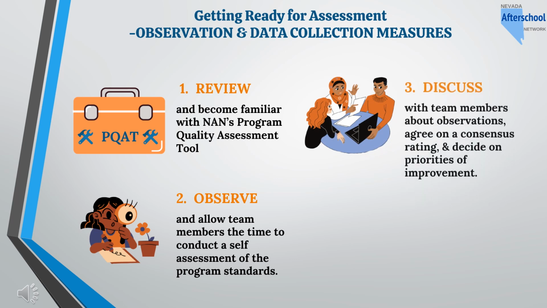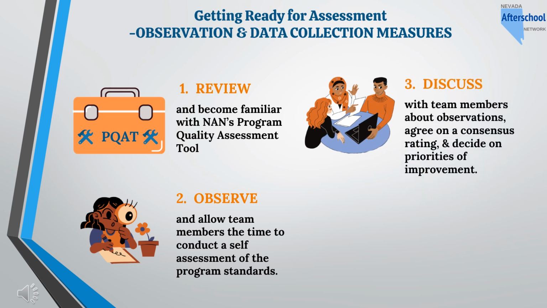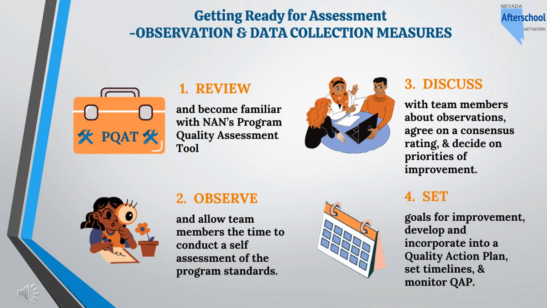After observations are completed, the assessment team members should meet together to discuss their individual observations and agree on a consensus rating. During this time, you will decide on the top priorities for improvement. Goals for improvement can be developed and incorporated into a quality action plan. Make sure to set timelines and monitor the quality action plan to ensure your progress.